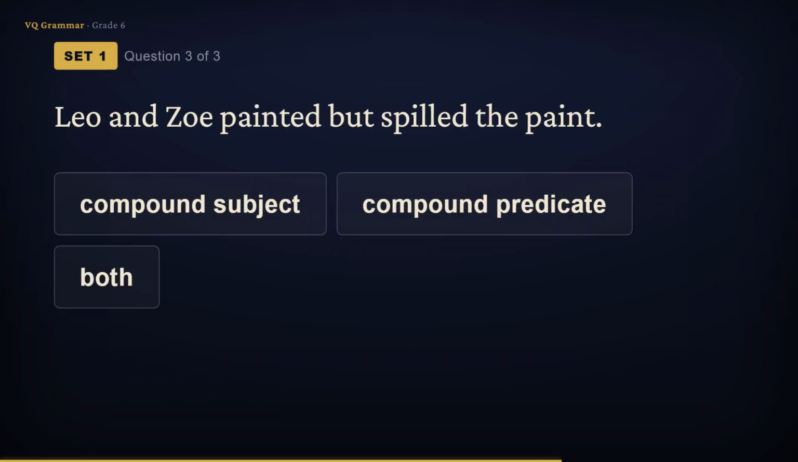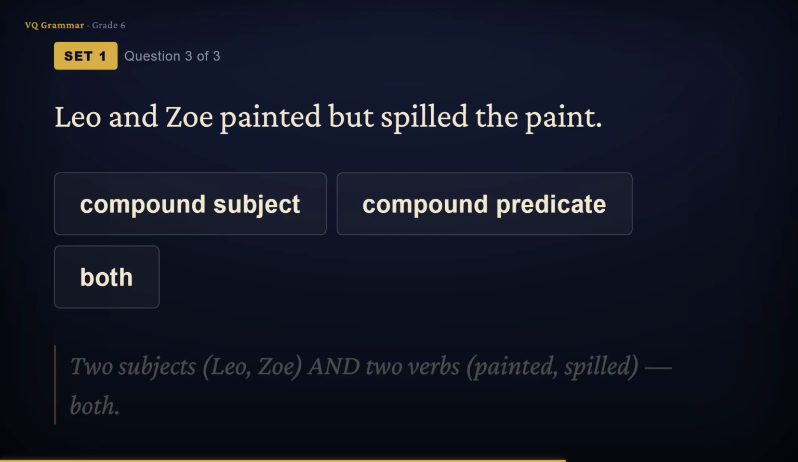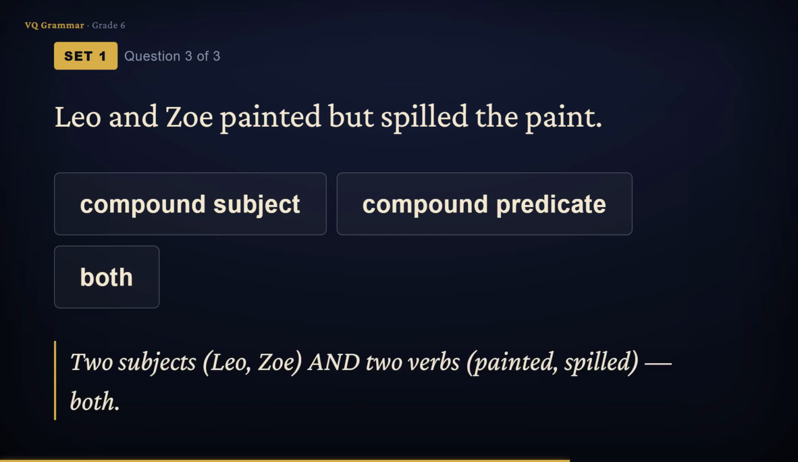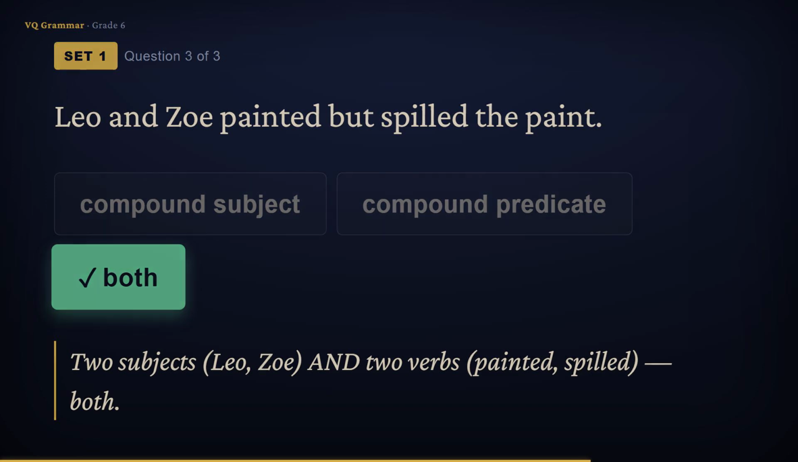Leo and Zoe painted but spilled the paint. Count the subjects. Leo and Zoe. That's two. Count the verbs. Painted and spilled. That's two as well. Two of each. So the answer is both.